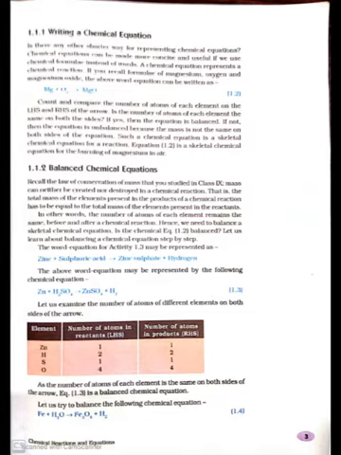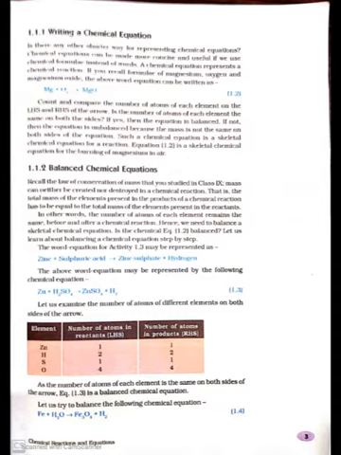If you recall the formulae of magnesium, oxygen and magnesium oxide, the above word equation can be written as Mg + O2 = MgO. Count and compare the number of atoms of each element on the LHS and RHS of the arrow. Is the number of atoms of each element the same on both sides? If yes, then the equation is balanced. If not, then the equation is unbalanced because the mass is not the same on both sides of the equation.